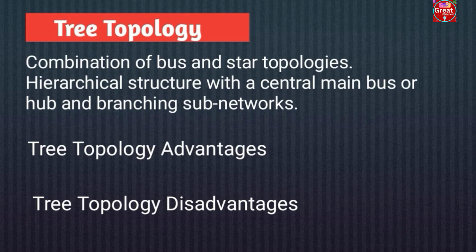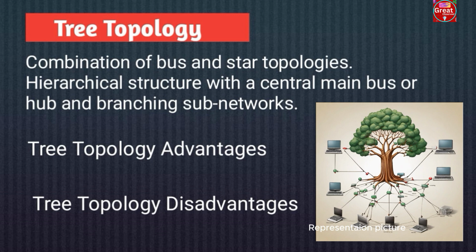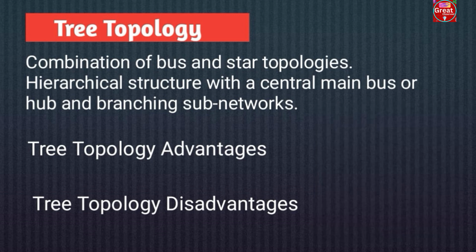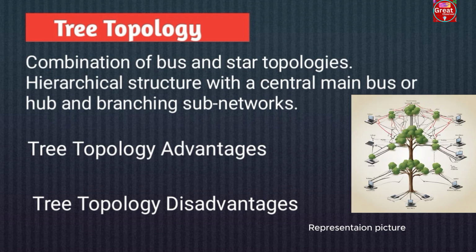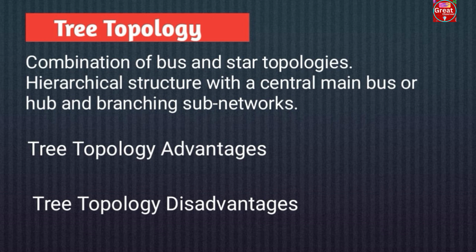Tree topology: a combination of bus and star topologies. A hierarchical structure with a central main bus or hub and branching subnetworks. Tree topology benefits or advantages: tree topology combines the advantages of star and bus topologies. Some of its advantages include scalability, as it allows for the easy addition of branches and devices, and it provides a hierarchical structure, simplifying network management and troubleshooting.